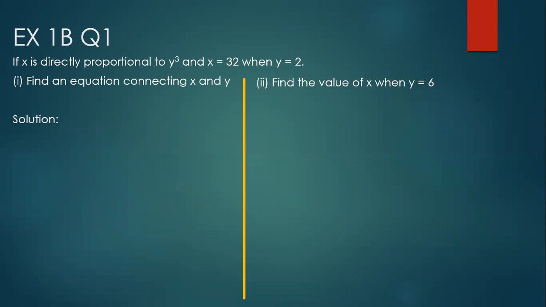Question 1. If x is directly proportional to y cube and x is 32 when y is 2, find an equation connecting x and y. Remember, x is directly proportional to y cube, so we can write it as x upon y cube is equal to k.